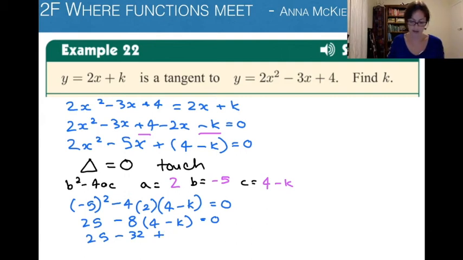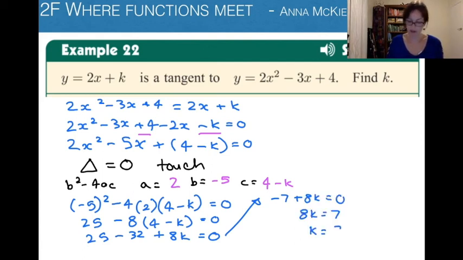Watch your signs. Just going to take this over here because I'm running out of room. 25 take 32 gives us negative 7. Negative 7 plus 8k is equal to 0. Keep solving for k. Move that 7 over, and k is equal to 7 on 8. Go back and read the question. We needed to find k. So excellent, we've done that.